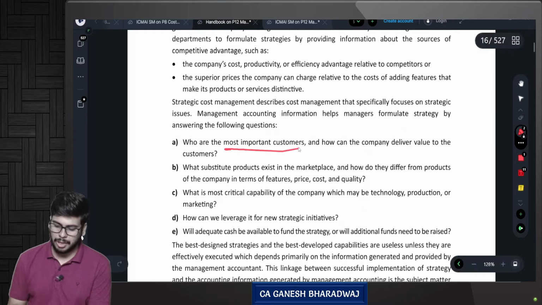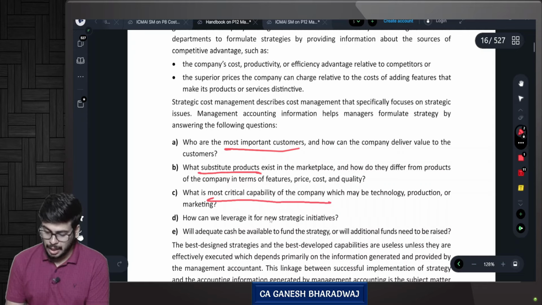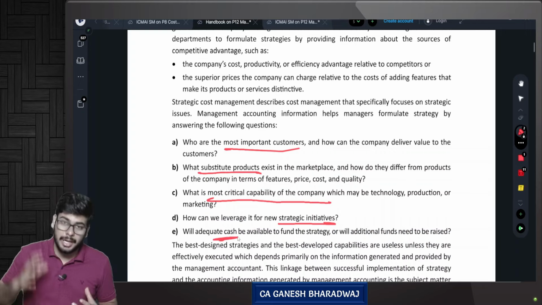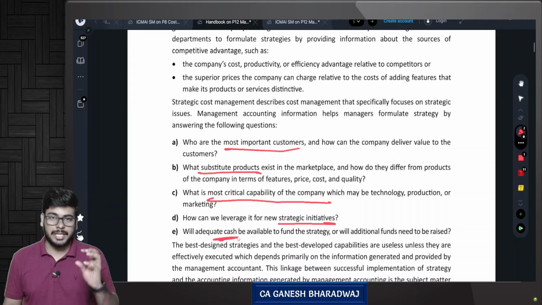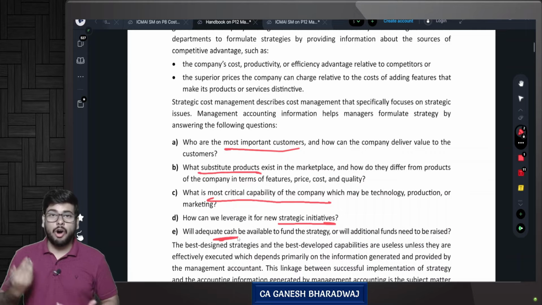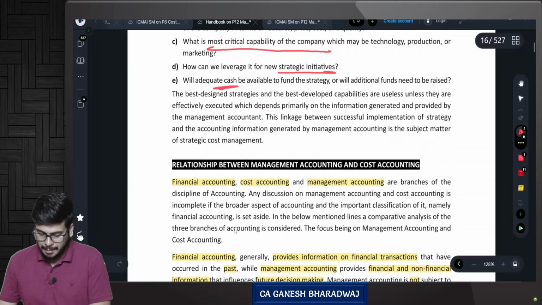Who are the most important customers? What are the substitute products available? What is the most critical capability of the company? How can we leverage it for the new strategic initiatives? And will adequate cash be available to fund the strategy? There are so many things that go behind which decision you want to take, whether a cost leadership strategy or a product differentiation strategy. All this analysis will be done by a management accountant.